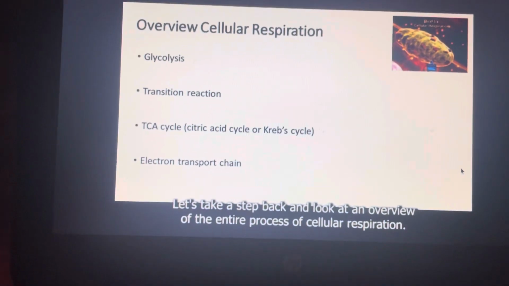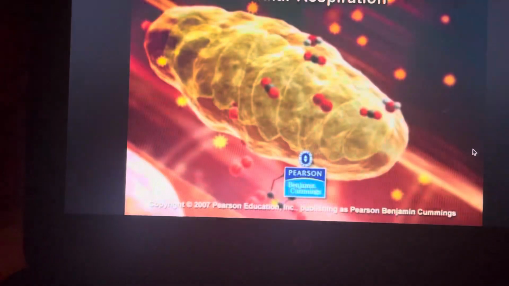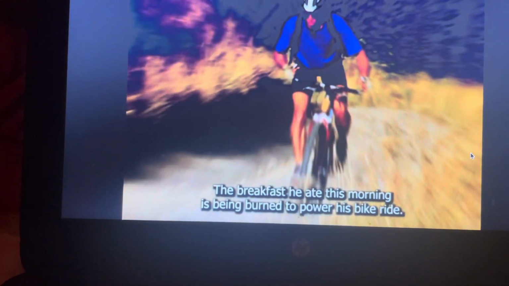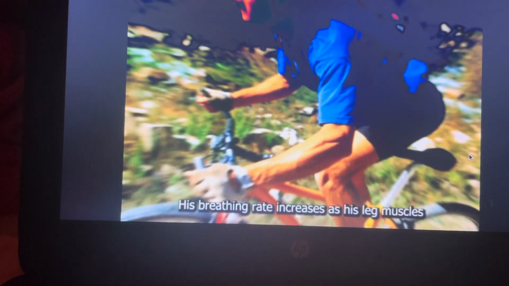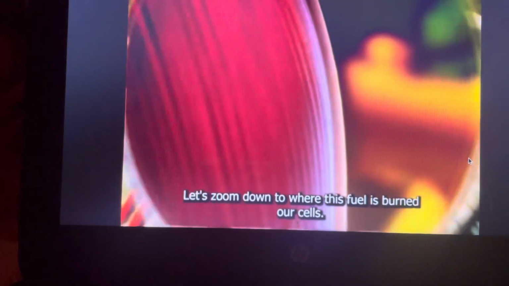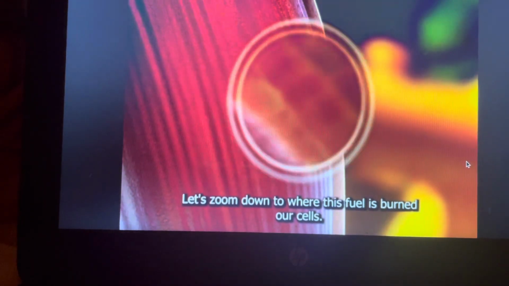Take a step back and look at an overview of the entire process of cellular respiration. As this mountain biker heads up the trail, the breakfast he ate this morning is being burned to power his bike ride. His breathing rate increases as his leg muscles demand more oxygen to burn more fuel. Let's zoom down to where this fuel is burned, our cells.